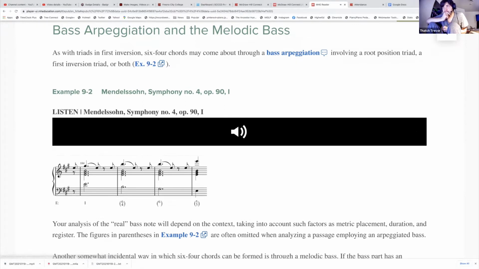A nice Mendelssohn symphony given to you on the piano. Example 9-2. So we've got a tonic chord in root position, in second inversion, and in first inversion, going back to root position. It's interesting how they did the 6/4, the 6, and then the 5/3. All the same Roman numeral. True?